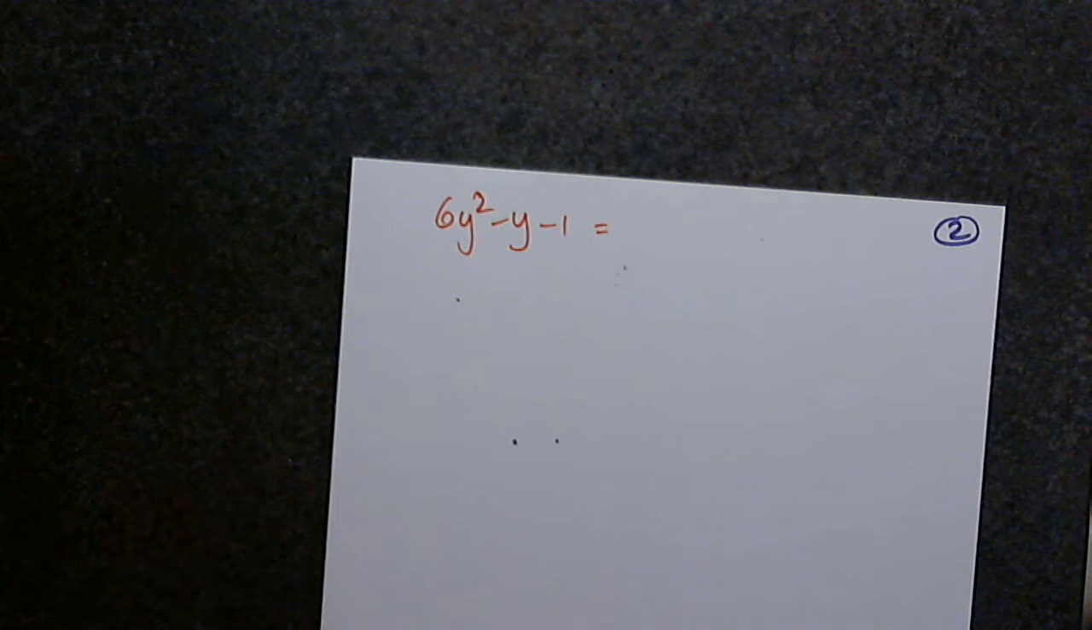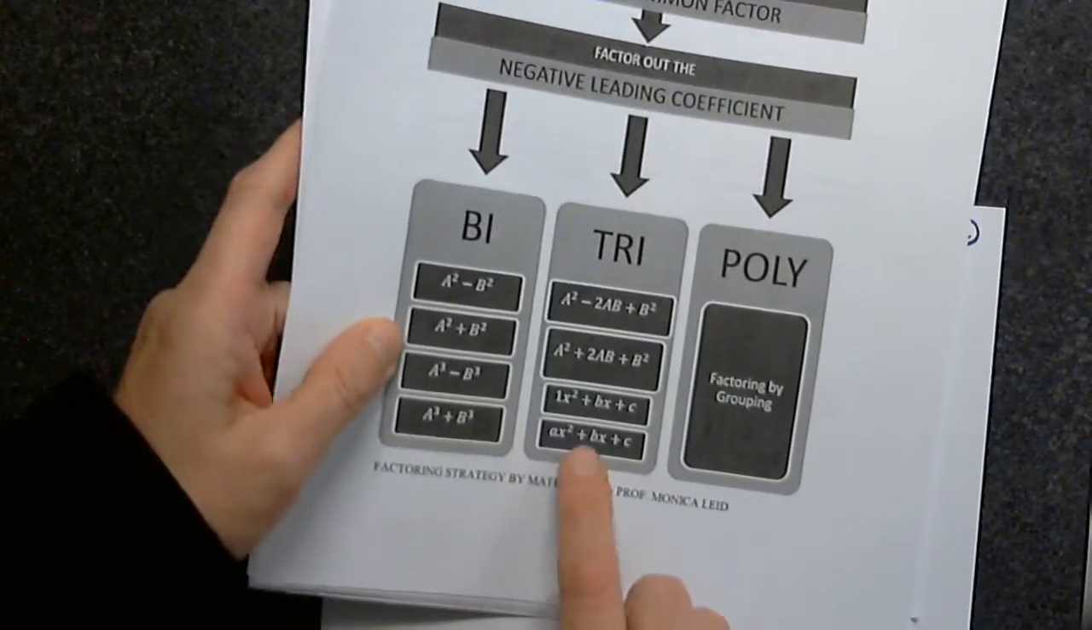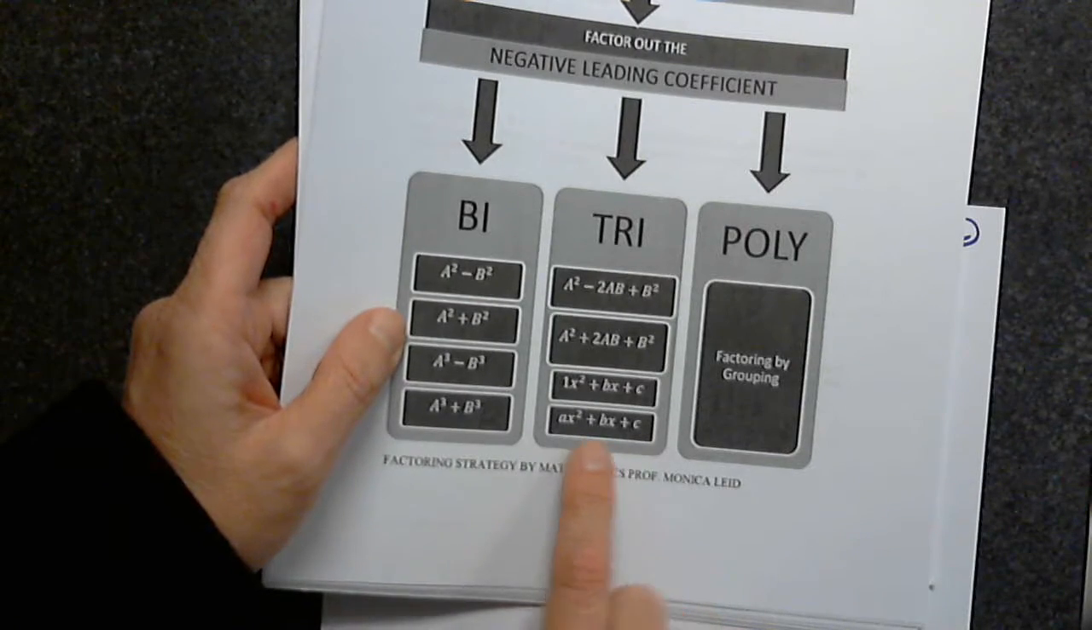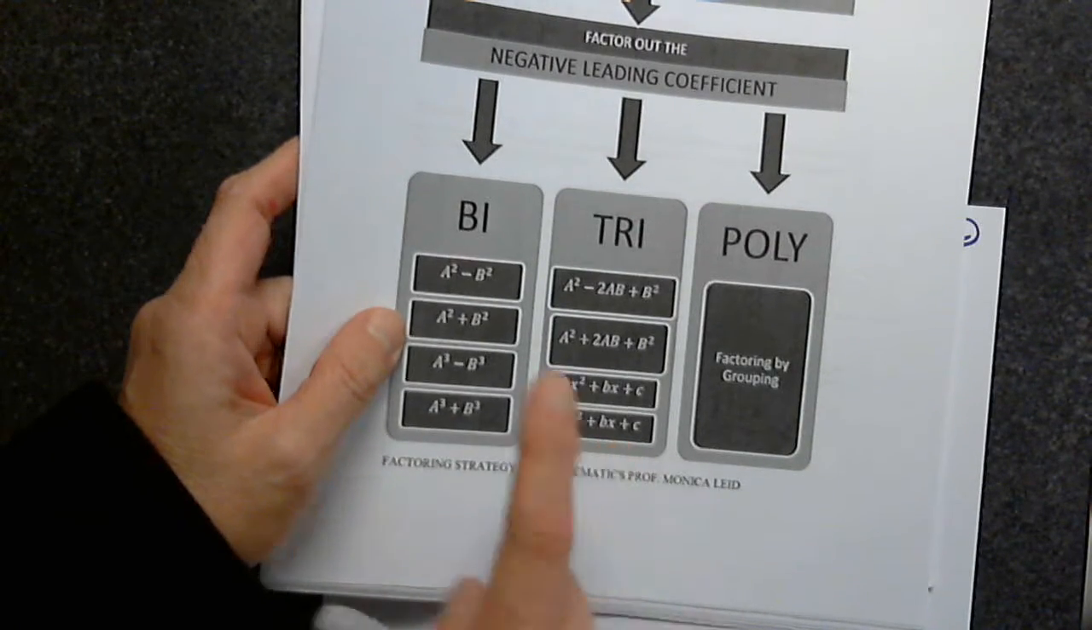Special product? I always wish. No. 6y squared is not a perfect square of anything. And negative 1, furthermore, it cannot be negative, and negative 1 is not a perfect square. Is 1 the leading coefficient? I wish. It's not. So this is the last chance. If this doesn't work, I will write that the polynomial is not factorable. This is the last chance I have to factor a trinomial.